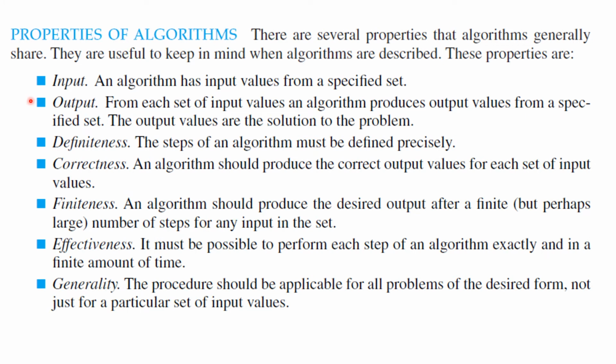Now, algorithms have several properties, and they're useful to keep in mind. The properties are: there is input, there is output. The steps of the algorithm must be defined precisely. The algorithm should produce correct output values for each set of input values. The algorithm is finite. It produces the desired output after a finite, perhaps large, but a finite number of steps for any input in the set.